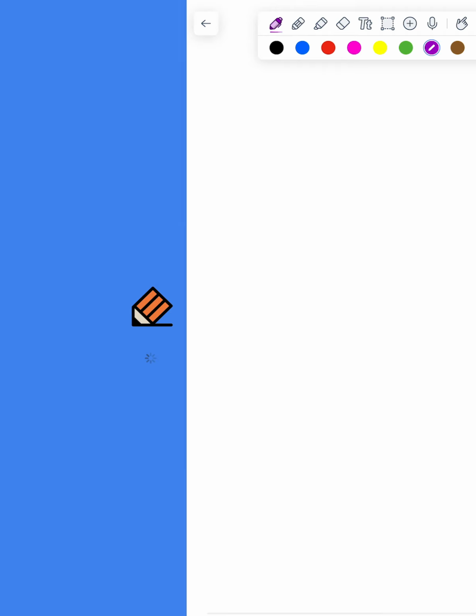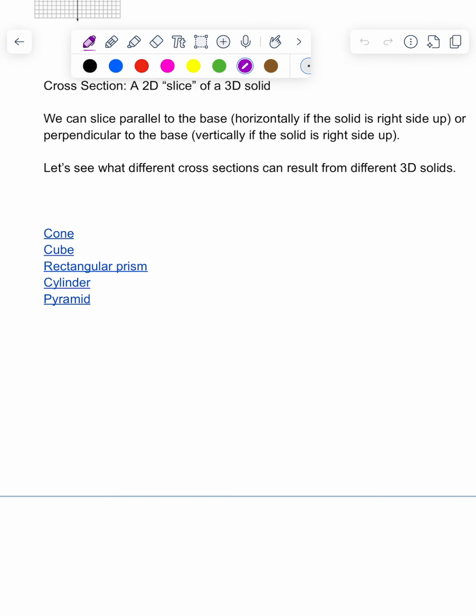And then finally, the last one that we're going to take a look at in this video, and it's the last common one that you are going to see, is the pyramid. Sorry for the back and forth with all these links. It's hard to visualize cross sections without taking a look at a visual sometimes.